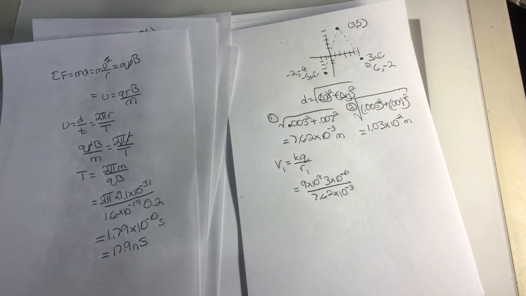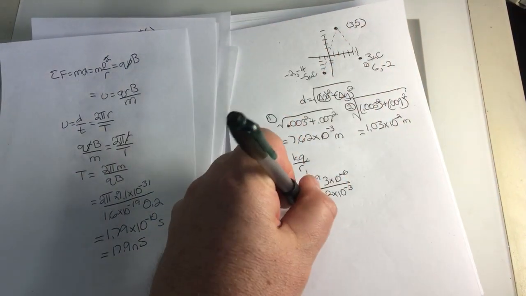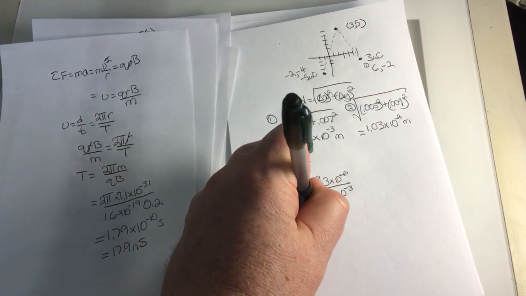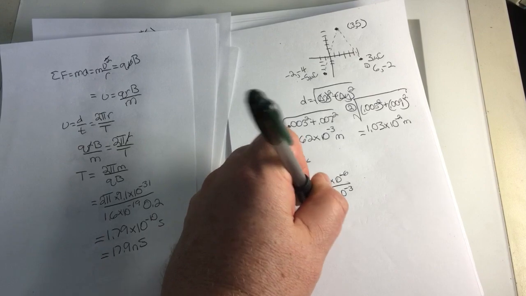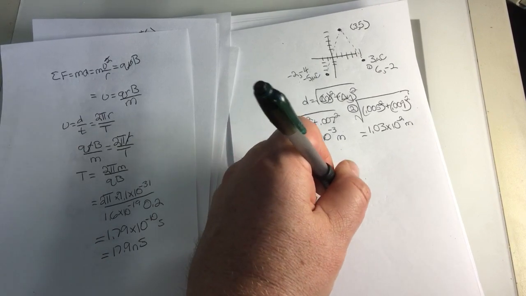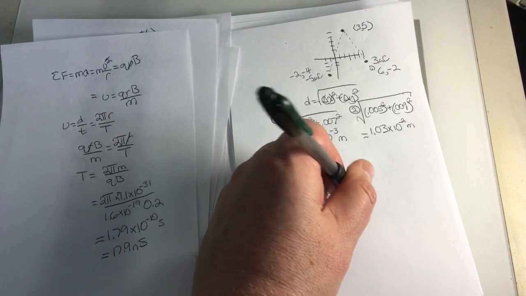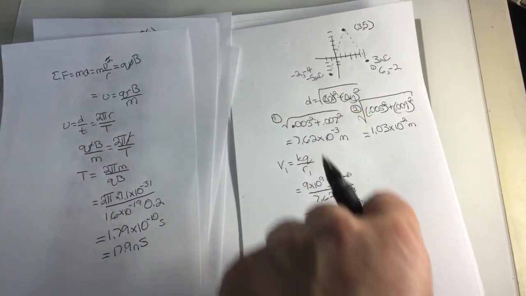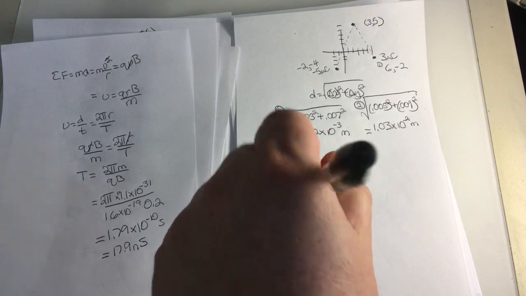And I get, apparently back then I didn't care about numbers, positive 3.54 times 10 to the 6th volts. That's the potential for 1.